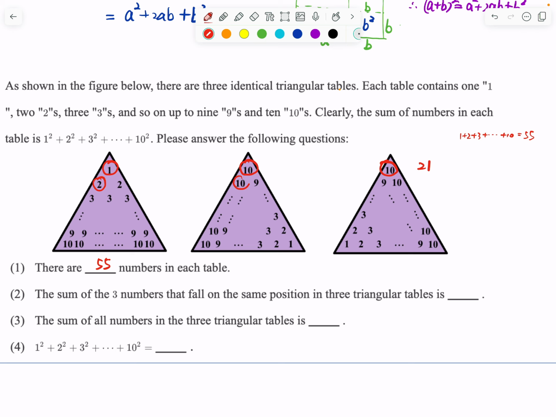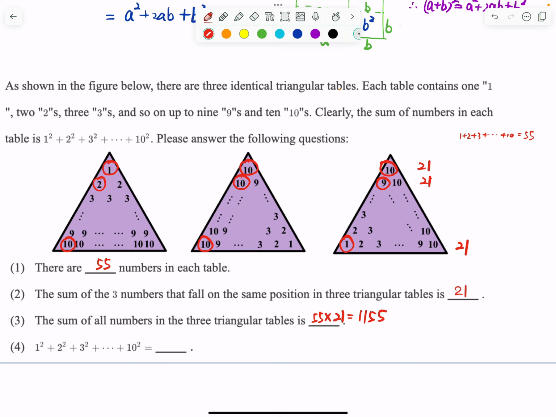Now let's look at another one: 2, 10, and 9. What is the sum? It's also 21. Maybe I randomly choose 1, 10, 10, and 1. The sum is also 21. That means no matter how I choose the position in one triangle, the sum of these three numbers is always 21. And then, what is the sum of all numbers in the three triangular tables? In total, how many positions do we have? We have 55 positions, so we should use 55 times 21, which equals 1155.